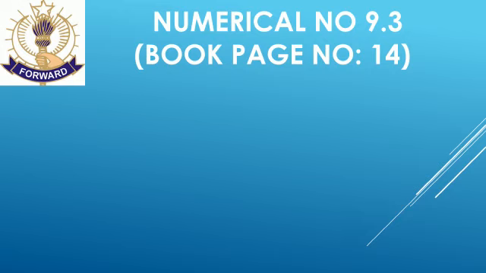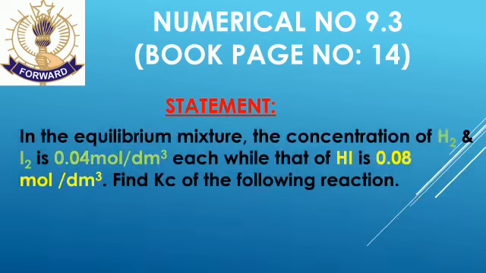We will study first the numerical number 9.3 and this numerical is present on book page number 14. First we will know the statement. The statement of numerical is: in the equilibrium mixture the concentration of hydrogen and iodine is 0.04 mole per decimeter cube each while that of hydrogen iodide is 0.08 mole per decimeter cube. Find the value of the Kc for the given reaction. I have highlighted the concentration along with the species in order to better understand the numerical.